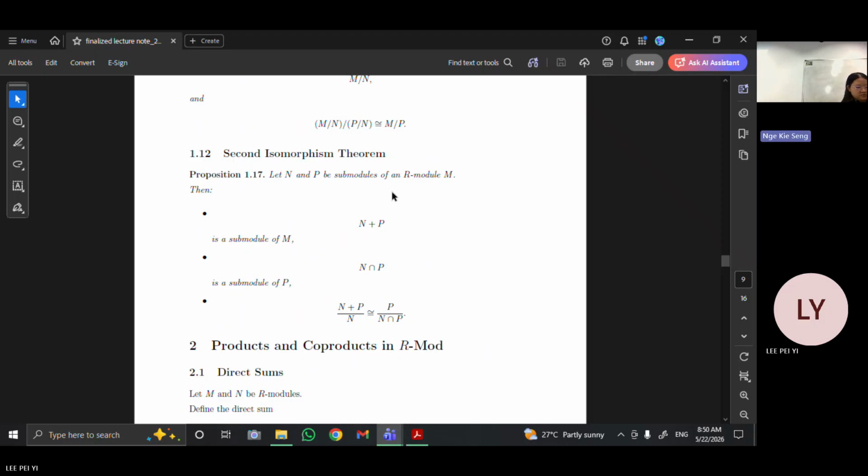So next one is the second isomorphism theorem. We have some proposition. We let N and P be submodules of M. Then N plus P is a submodule of M, and N intersect P is a submodule of P. And below here are equivalent.